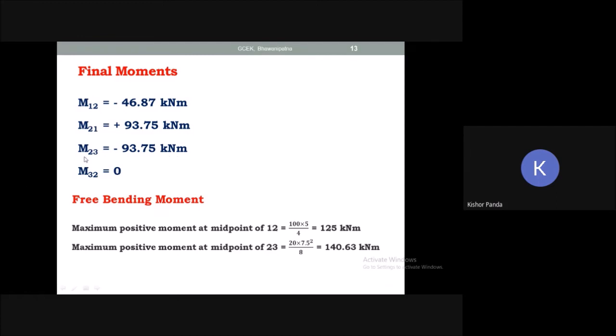Then just find out the free bending moment. Already we got in previous problem, maximum positive moment at midpoint of 1, 2 is equal to WL by 4, 100 into 5 by 4, 125 kilonewton meter. And maximum positive moment at midpoint of 2, 3, WL square by 8, 20 into 7.5 square by 8 is equal to 140.63 kilonewton meter. So these are the positive moments.